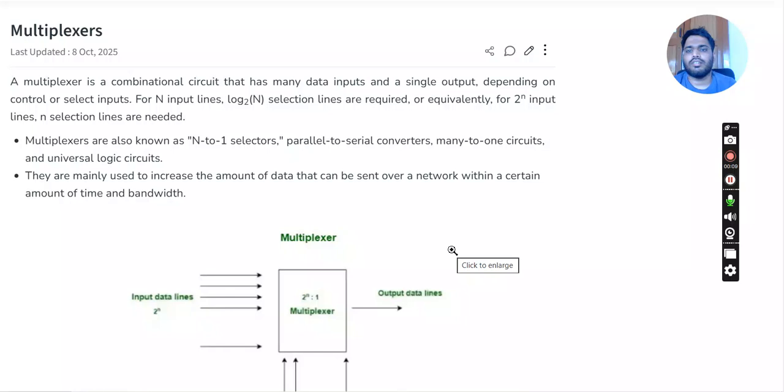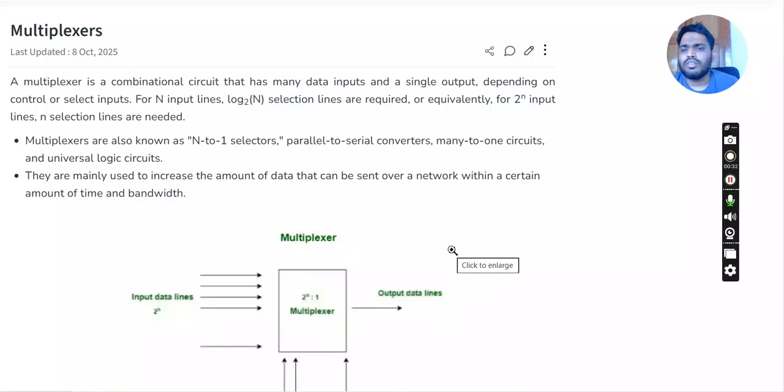What is a multiplexer? A multiplexer is also a combinational circuit just like the other circuits, but it has many data inputs but a single output. It does not have multiple outputs. It has multiple inputs but it has only a single output depending on the control signal or the select signal.